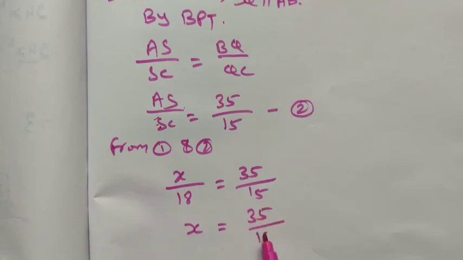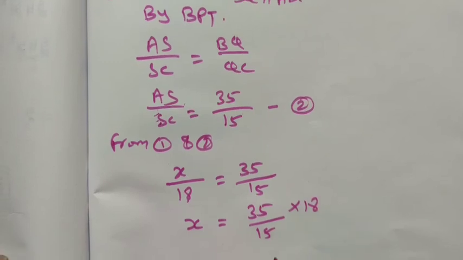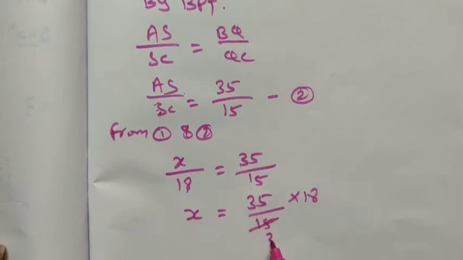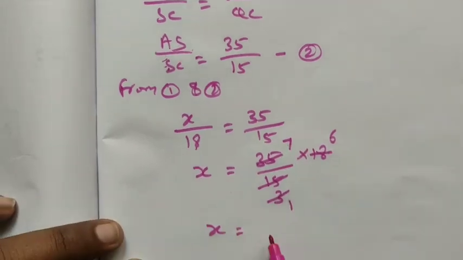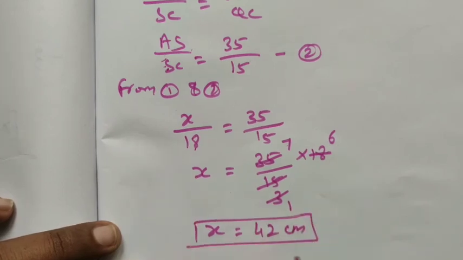So 35 divided by 15, it is in the denominator. I take it to the other side, so it is multiplication. 5 3s are 15, 5 7s are 35. 3 1s are 3, 3 6s are 18. So x is equal to 7 6s are 42 centimeter. So x is equal to 42 centimeter.